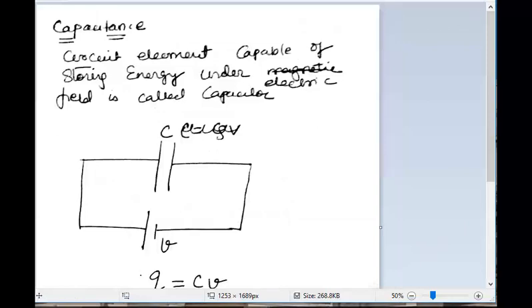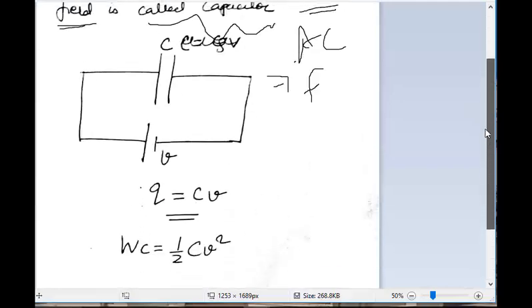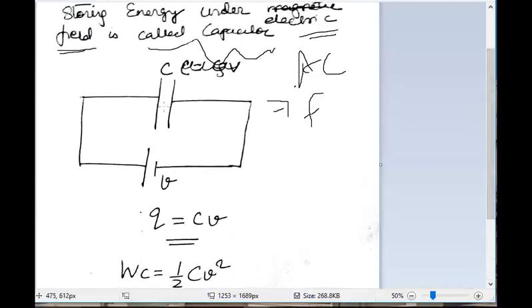Again, the next important element in any circuit is the capacitance. The capacitance is an element which is capable of storing energy in an electrical field. Whenever there is an electrical field, this capacitance will come into the picture, and it will only come into the picture for AC circuits. It will not come into the picture for the DC circuit, because capacitance is related to the frequency of the circuit, which is necessary for the production of the electric field.